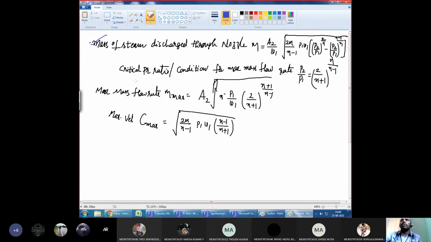This is the mass of steam passing through the nozzle, and this is the derivation of the critical pressure ratio, or the condition for maximum mass flow rate, where P2 is the pressure at the throat and P1 is the inlet pressure. In a convergent divergent nozzle, this is P1, and where the area is minimum, that is the throat, that is the critical pressure, and P3 is the exit pressure. If you substitute this relation, we get the maximum mass flow rate as well as the maximum velocity.